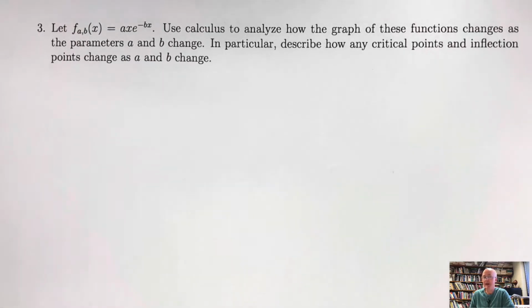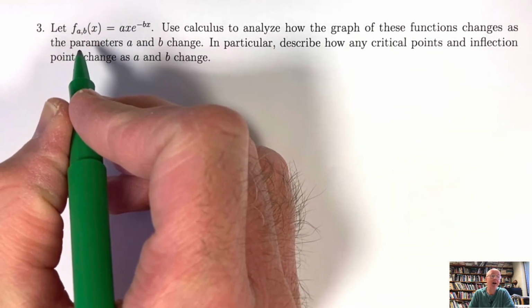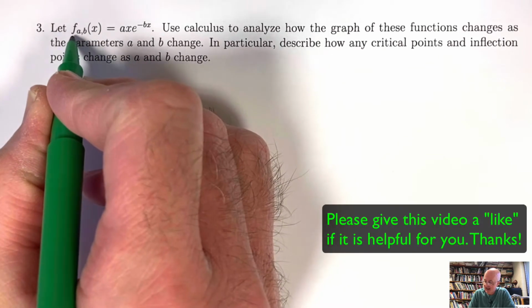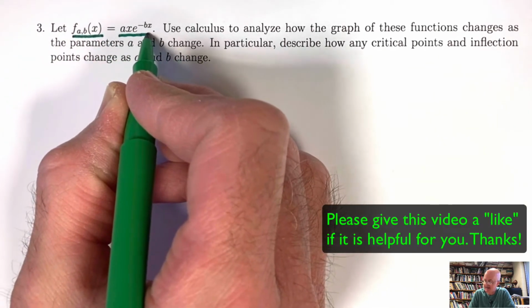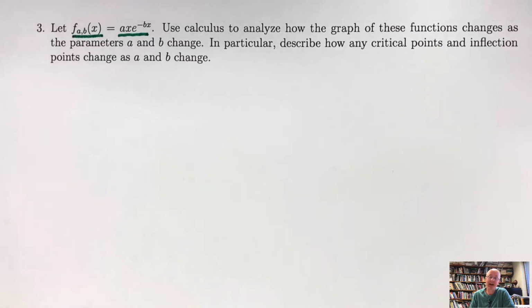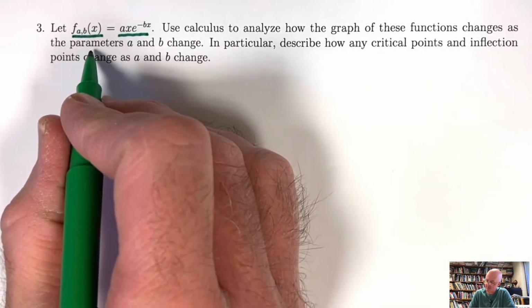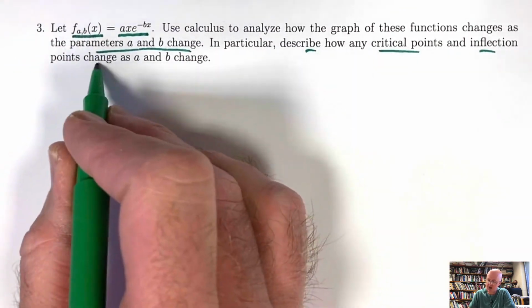For problem 3, we continue this, I think, fun subject with the situation where we now have two parameters. F sub ab of x equals a times x times e to the negative bx. We have two parameters involved. It would be interesting to see how this graph changes as both a and b change. Yes, as both of them change, in particular describing how critical points and inflection points change as a and b change.